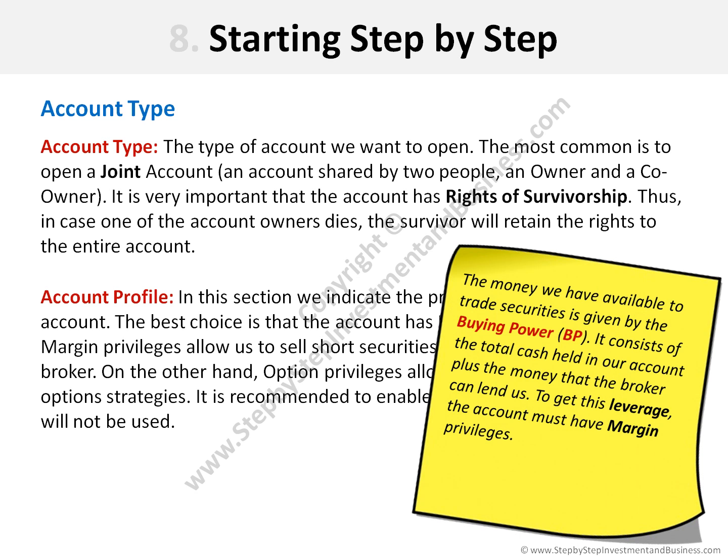The money we have available to trade securities is given by the buying power. It consists of the total cash held in our account plus the money that the broker can lend us. To get this leverage, the account must have margin privileges.